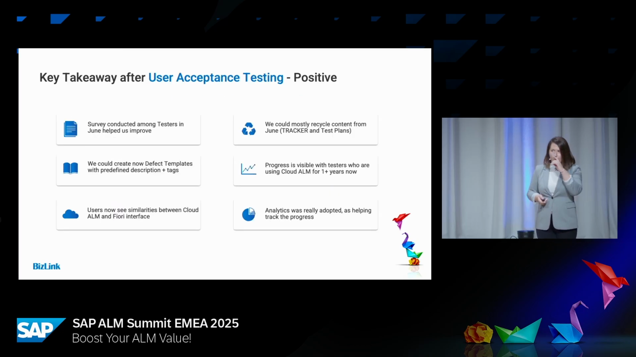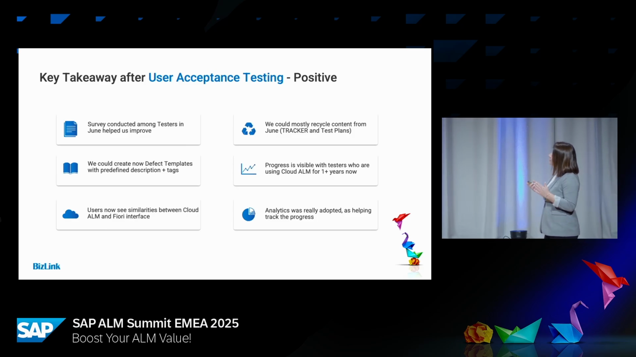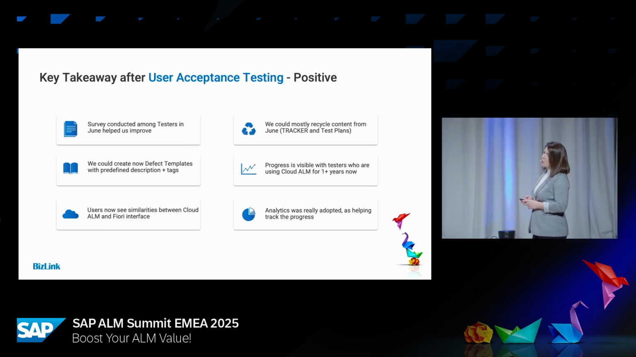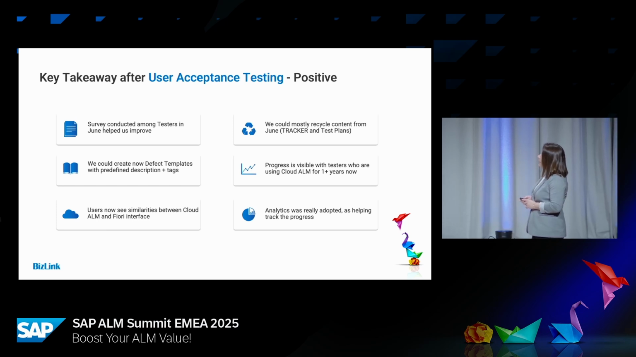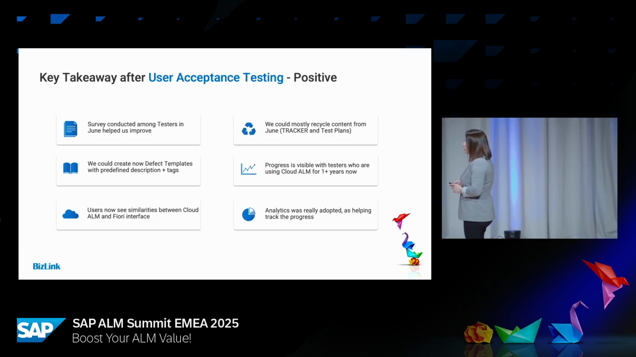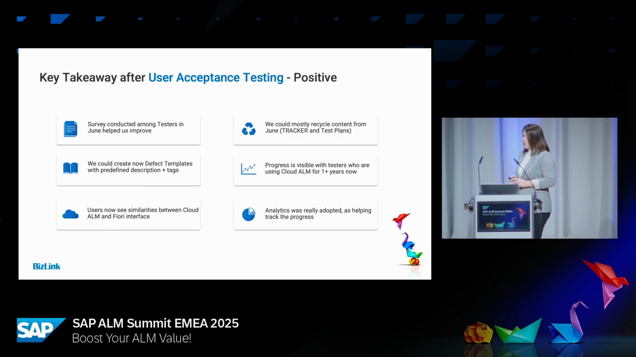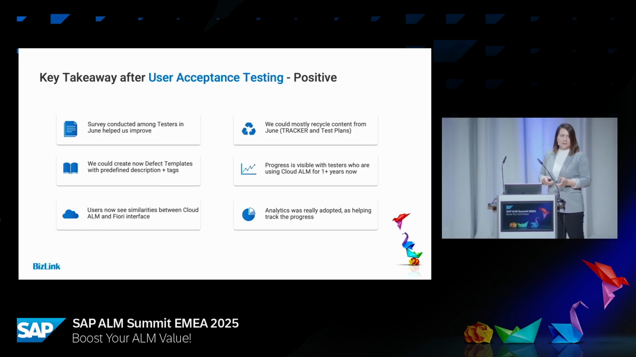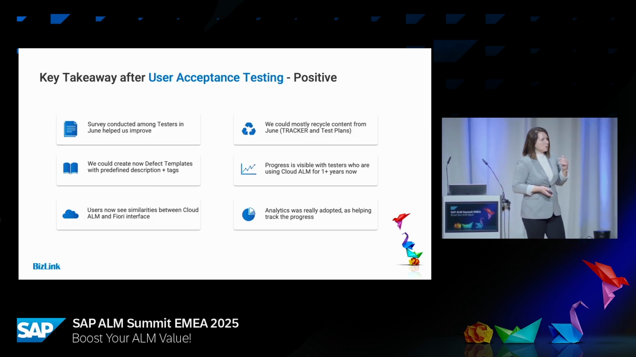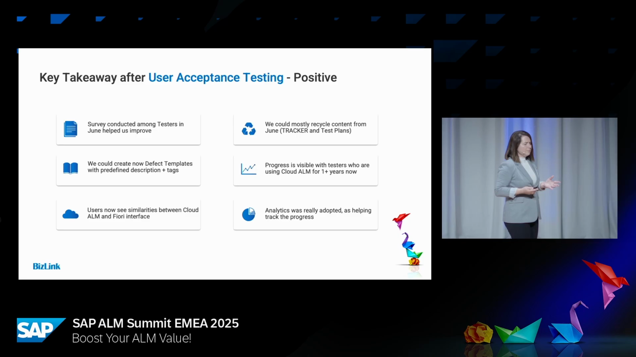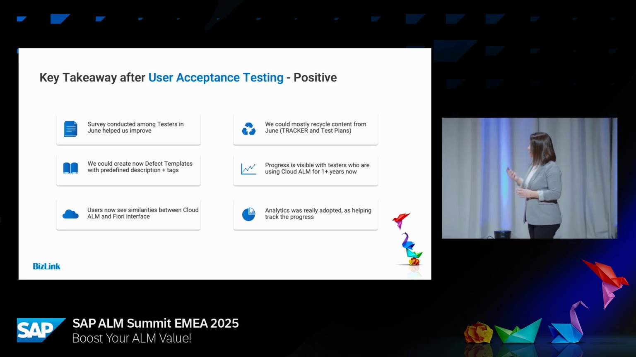And one thing, or more things that we saw as positive as well, on the positive side. After now more than a year actually using Cloud ALM, we did a survey among our testers in June. Actually, before user acceptance testing, we wanted to make sure: okay, did Tracker work for you? How do you like Cloud ALM? Can you easily navigate through this one? It was already about 10 months that they were using Cloud ALM at that point when we asked them to fill out a survey for us.